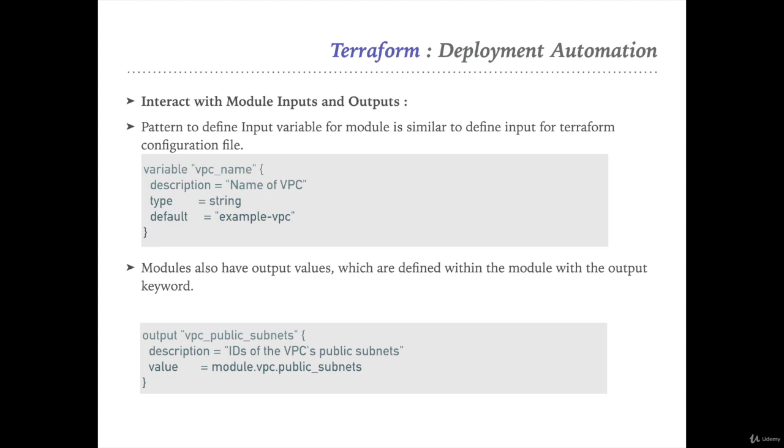Description is optional. If you want, you can keep it, otherwise you can leave it. Then we need to define the value. Value equals module dot the name of your module dot the name of your resource. Over here my resource should be public_subnets, whose values I am putting in the output.